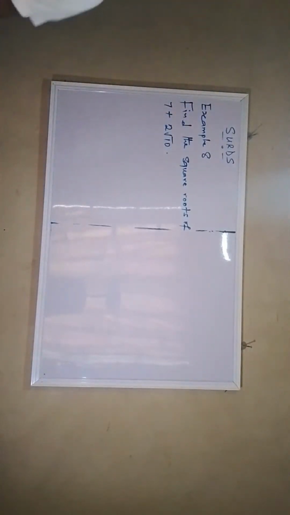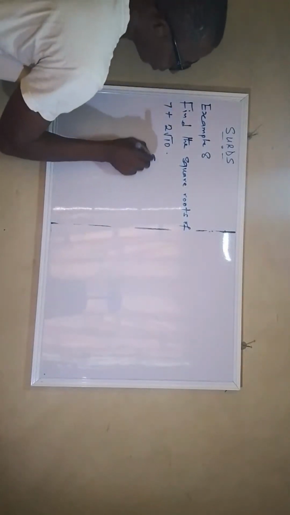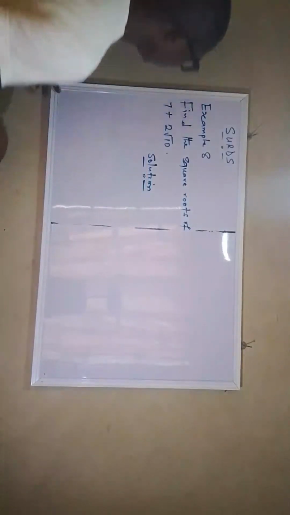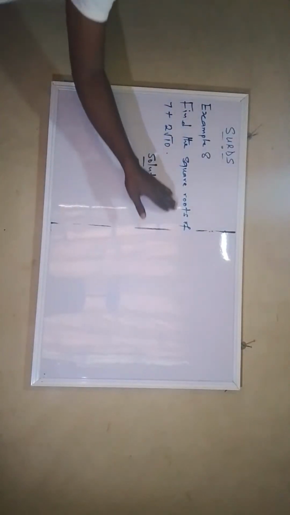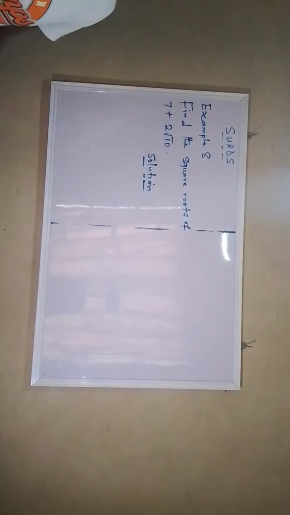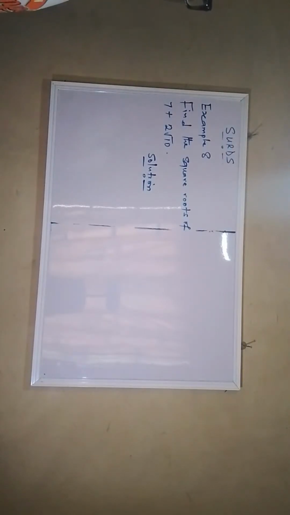Okay, so this is another question. Now let's look at this question together. Now you have to find the square root of this. Find the square root of 7 plus 2 square root of 10.